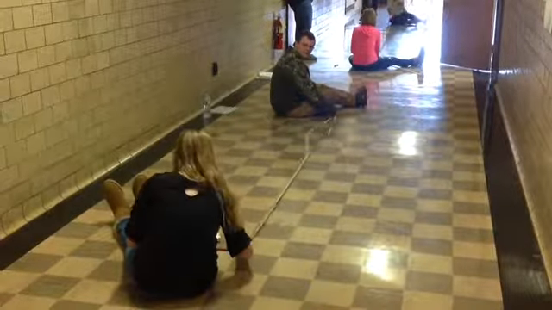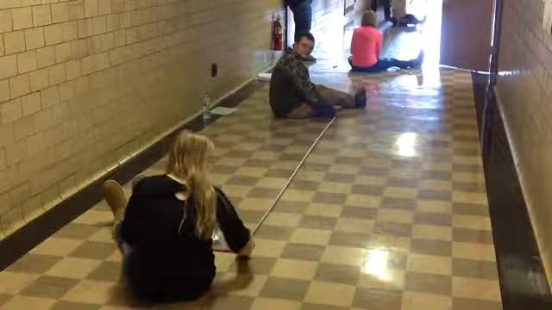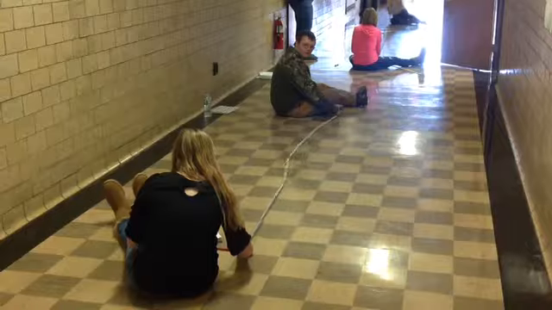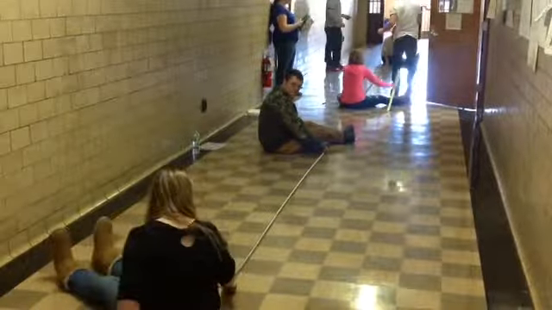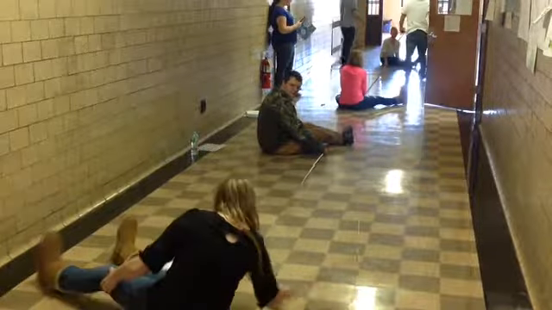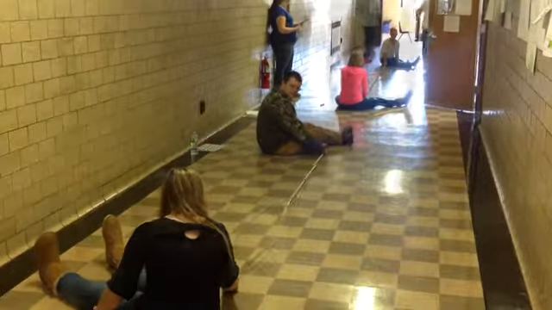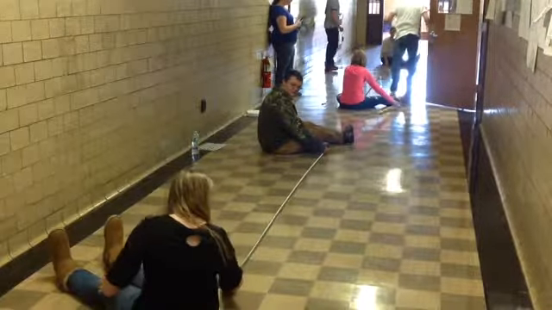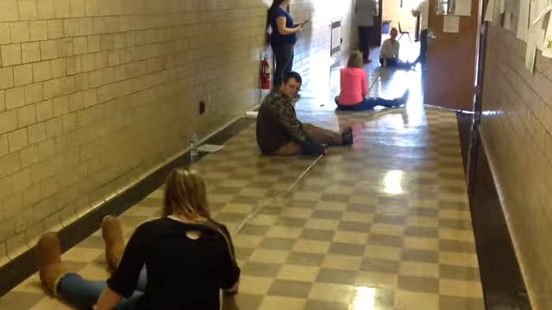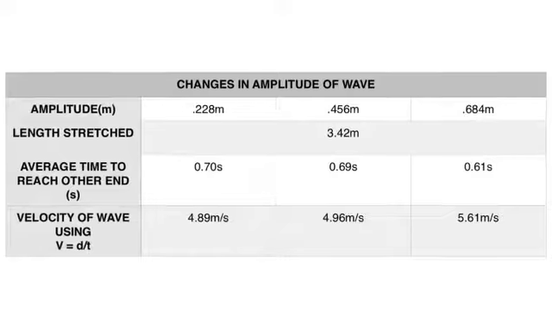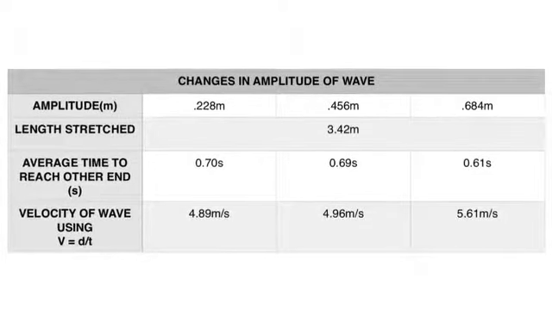The second wave had an amplitude of 0.456 meters, and its velocity was 4.96 meters per second. The final wave had an amplitude of 0.684 meters and had an average velocity of 5.61 meters per second. Since there was no significant difference between the velocities of each wave, we concluded that the amplitude has no effect on velocity.